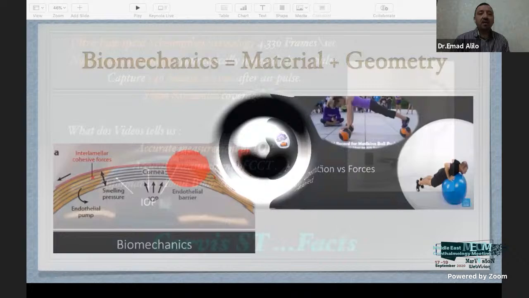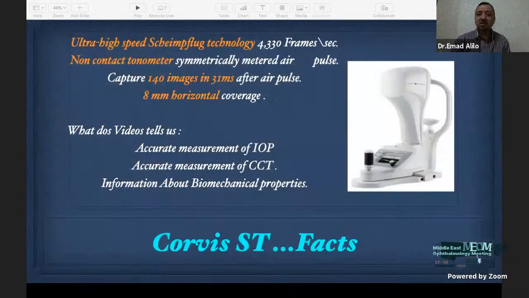That's why they developed the Corvis ST. Corvis ST is an ultra high-speed Scheimpflug technology, which makes 4,330 frames per second. It depends on a non-contact tonometer, which is a symmetrically metered air pulse, and captures around 140 images in 31 milliseconds after the air pulse, doing this with 8 millimeter horizontal coverage. This amazing tool can give us valuable information, whether it's about corrected IOP, accurate measurement of CCT, and the most important thing is the information about biomechanical properties.